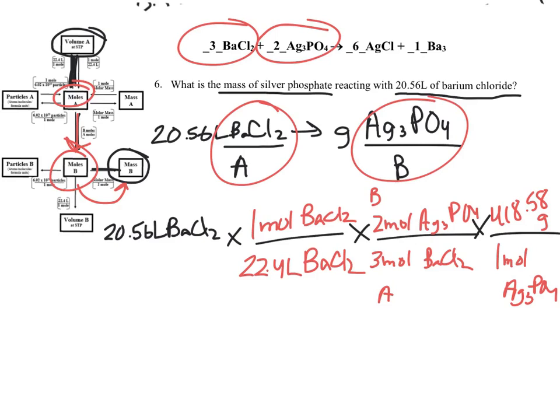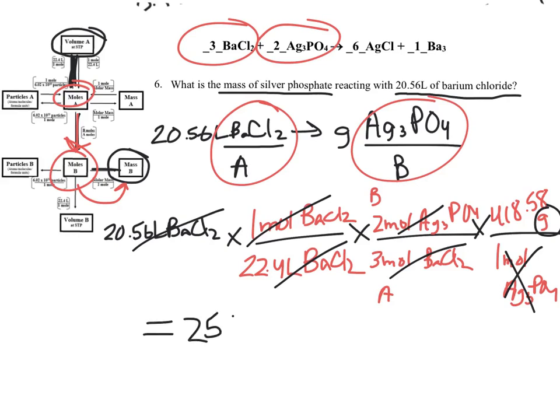418.58 grams. If I double check my work, liters of barium chloride cancel, moles of barium chloride cancel, moles of silver phosphate cancel, and I'm left with grams of silver phosphate. Multiply everything on top, divide by everything on the bottom, and I end up getting about 256.13 grams of silver phosphate.